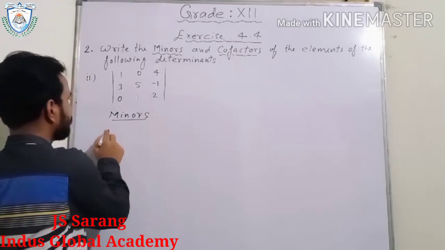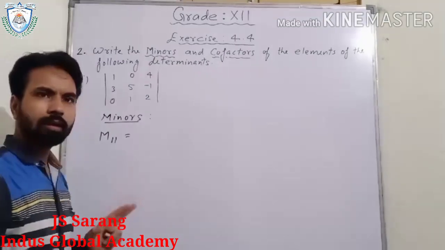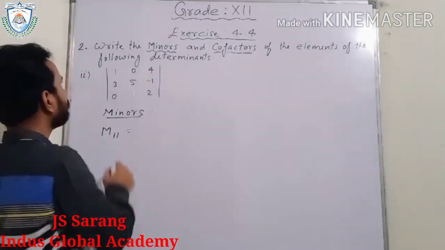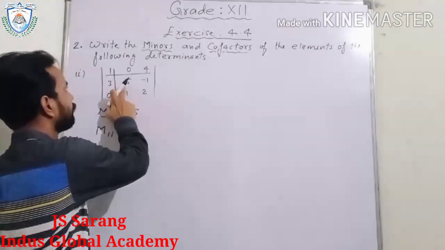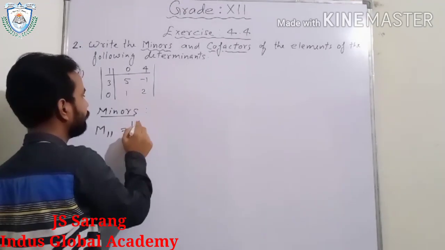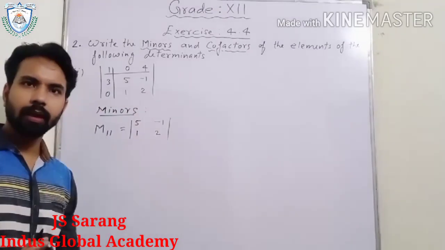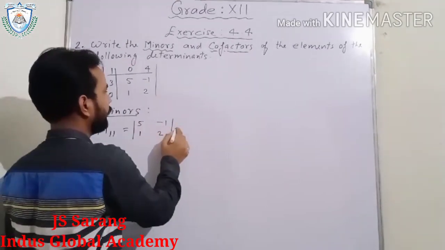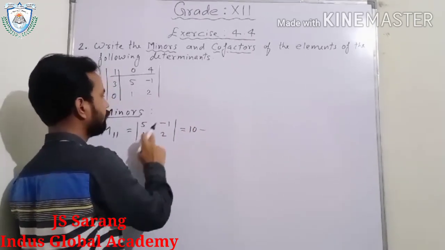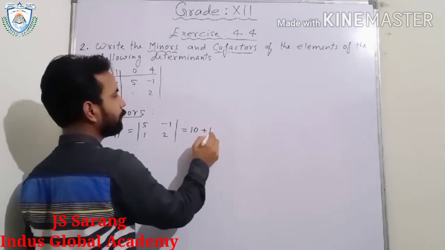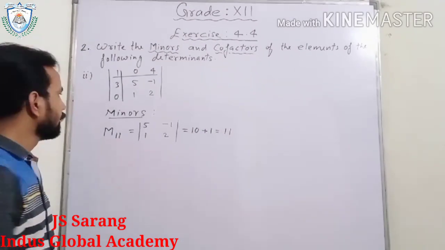So first, minors. First minor is denoted as M11. Clear? So here this is 3 by 3 order determinant. So for M11 what we have to do? We have to hide first row and first column. So what is left? 5 minus 1, 1 and 2. So this determinant we have to write here. 5 minus 1, 1, 2. Clear? Now we will have to solve it by cross multiplication. So 5 2s are 10, minus 1 into minus 1 is minus 1. So it will be plus 1. That means 11. So this is the very first minor.